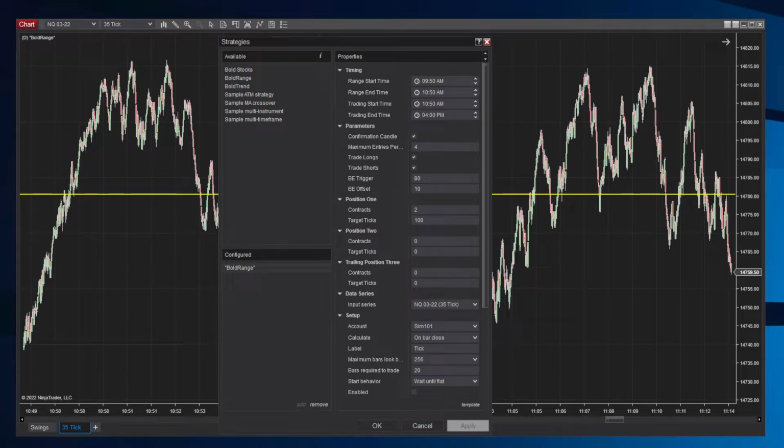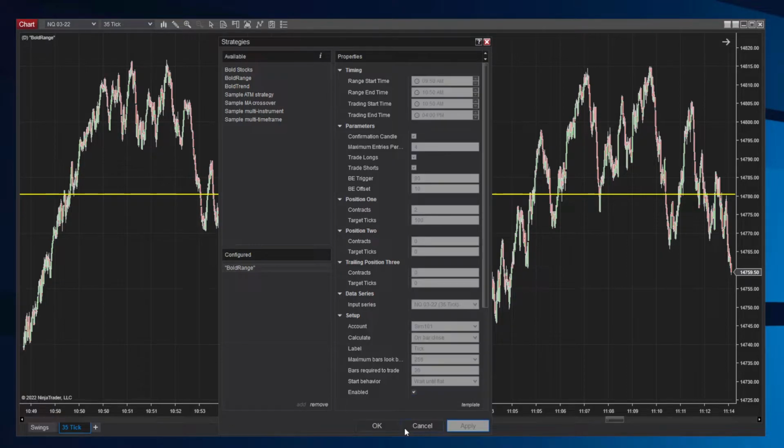All right, everyone, this is a video going over the new feature on the bold range algorithm. So I'm quickly going to go through what the current bold range does, and then explain the difference with the update. So I'm actually going to enable this.